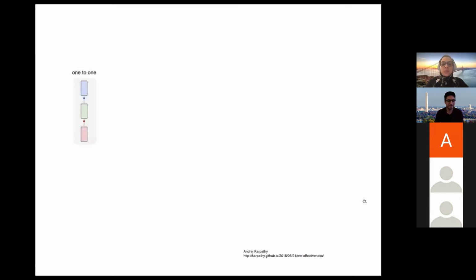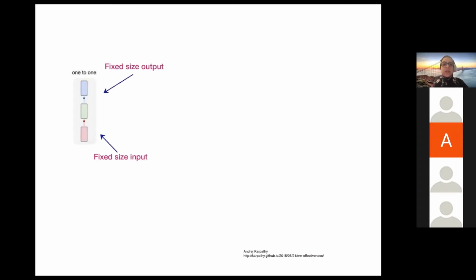So far what we have looked into is these one-to-one setups where, for example, you have a fixed size input and you produce a fixed size output. And in between that, there is a neural network. So this network, we looked into feed-forward network and convolution network. And this setup was fine for many applications, such as image classification.